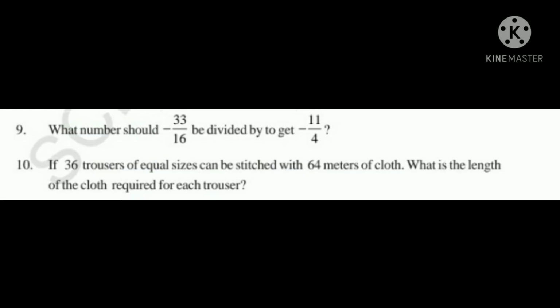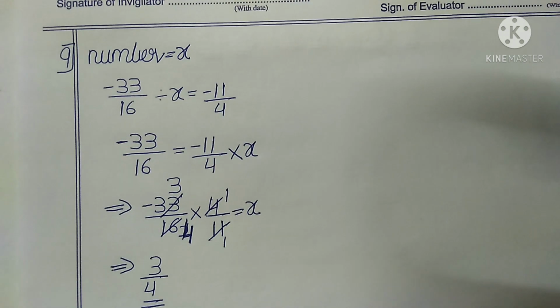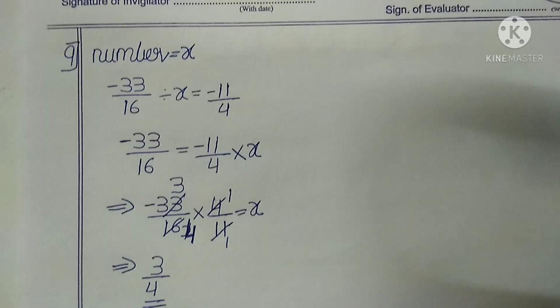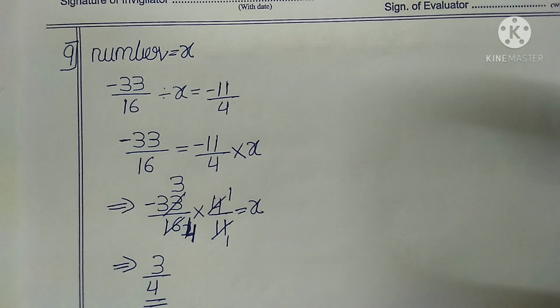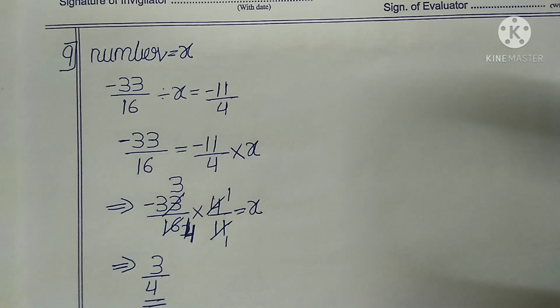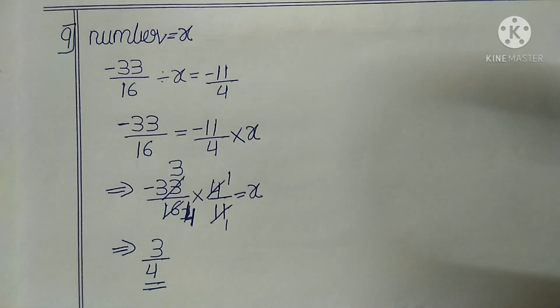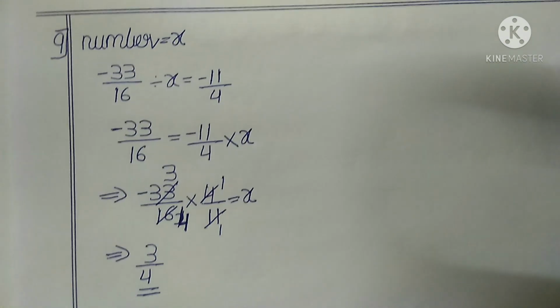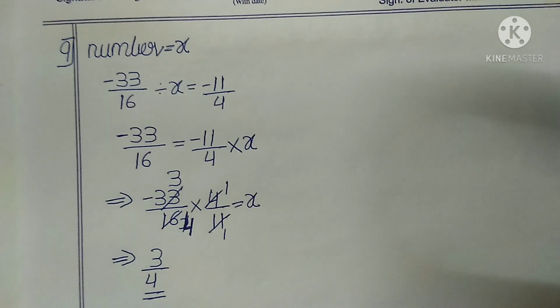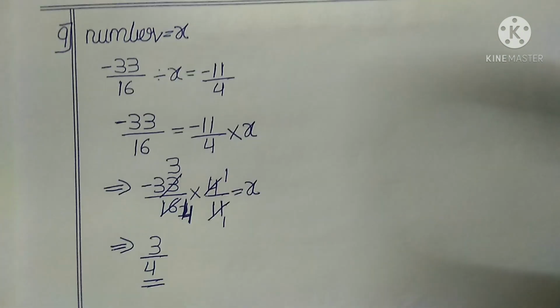Now let us solve the 9th question. They said, what number should minus 33 by 16 be divided by to get minus 11 by 4? We don't know the number, so we should think the number equals to x. So minus 33 by 16 divided by x, we should get minus 11 by 4. So here we are transposing x to the other side. By transposing this, we get minus 33 by 16, that is equals to minus 11 by 4 into x.